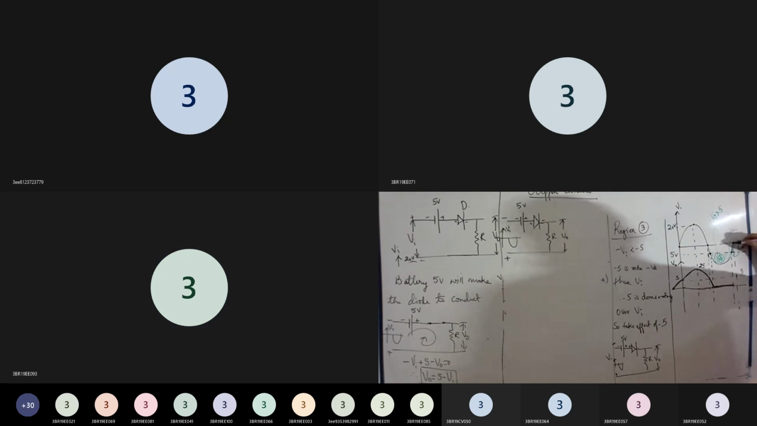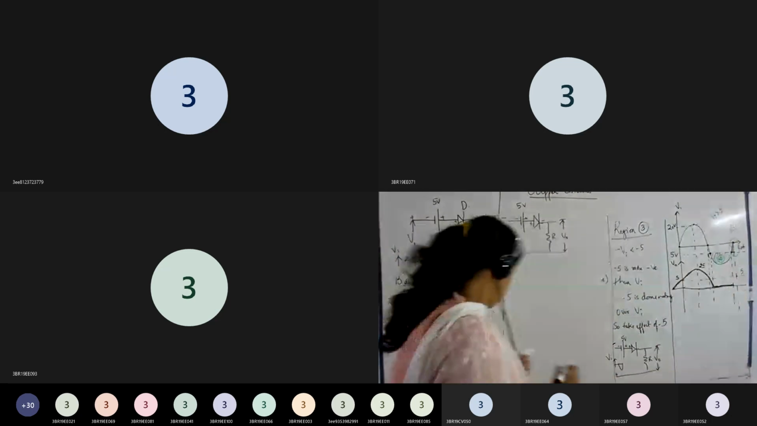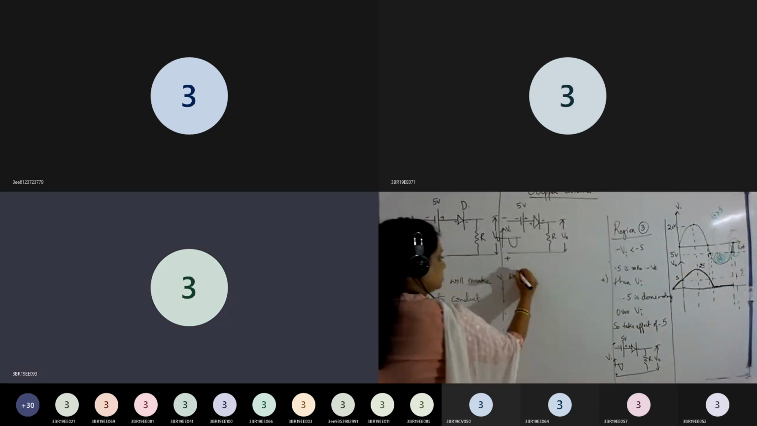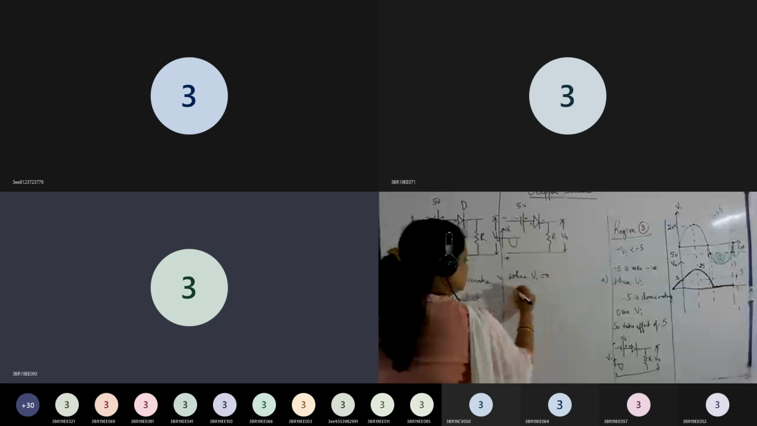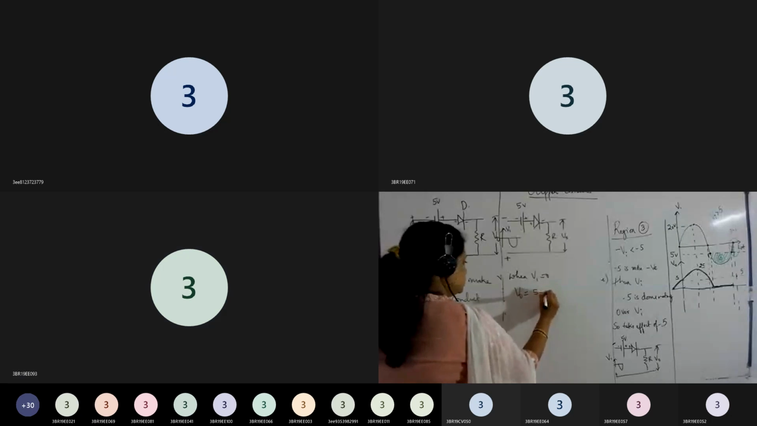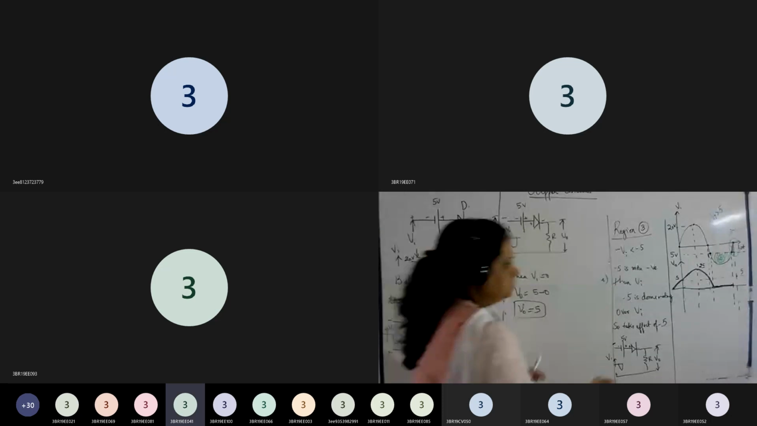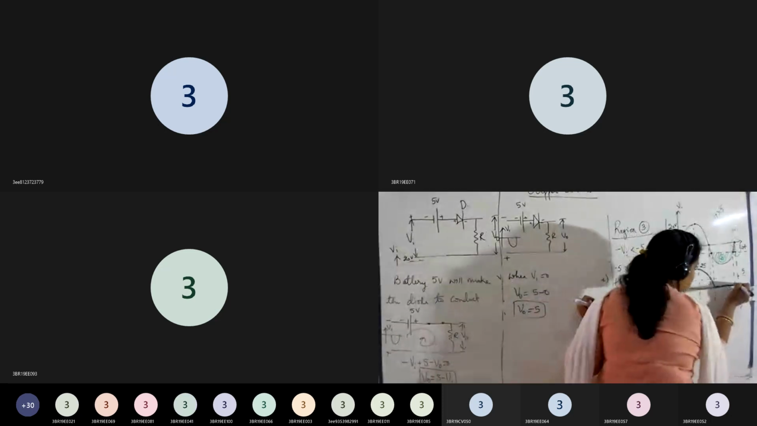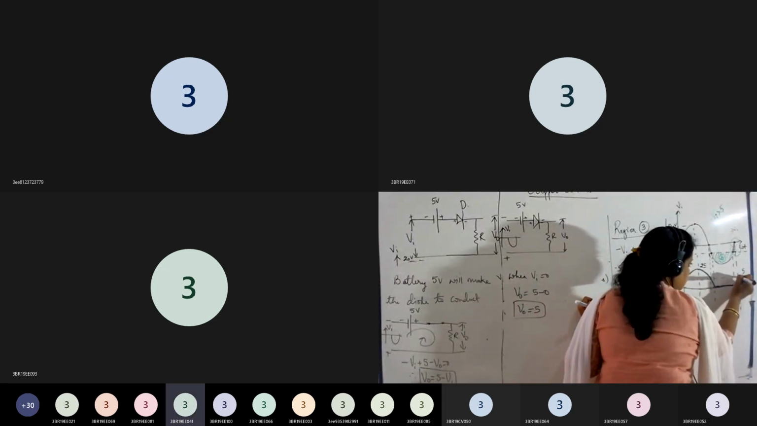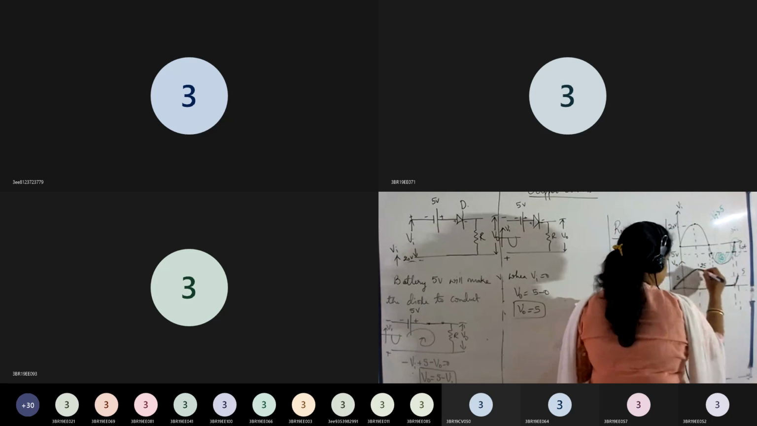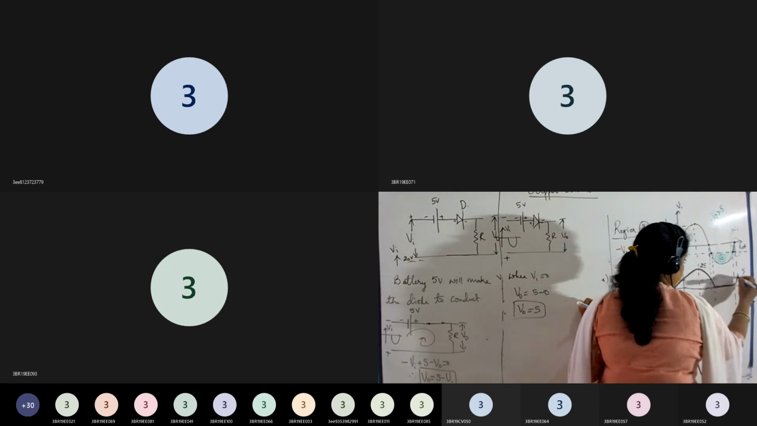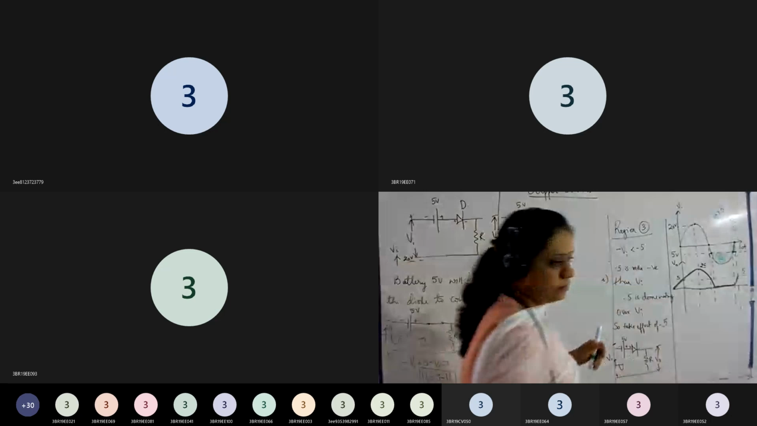Now I want to know the value of this. What is the value of VI? 0. When VI is 0, V naught is 5 minus 0. Therefore, V naught is 5. So how to draw? It takes the same shape as VI only. So this is how we are going to get the output waveform.